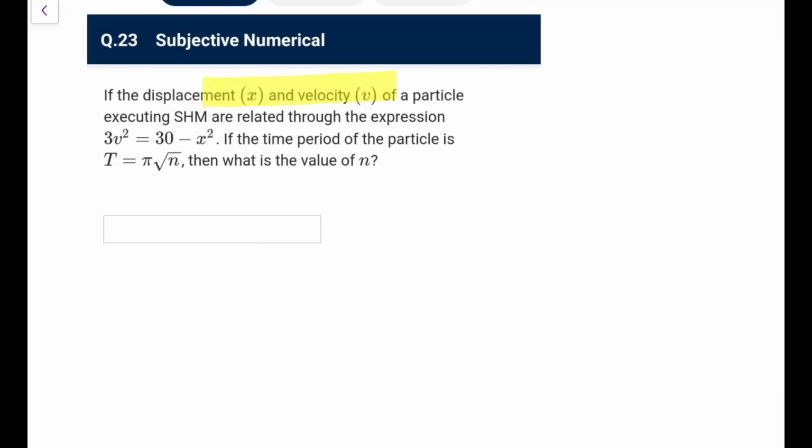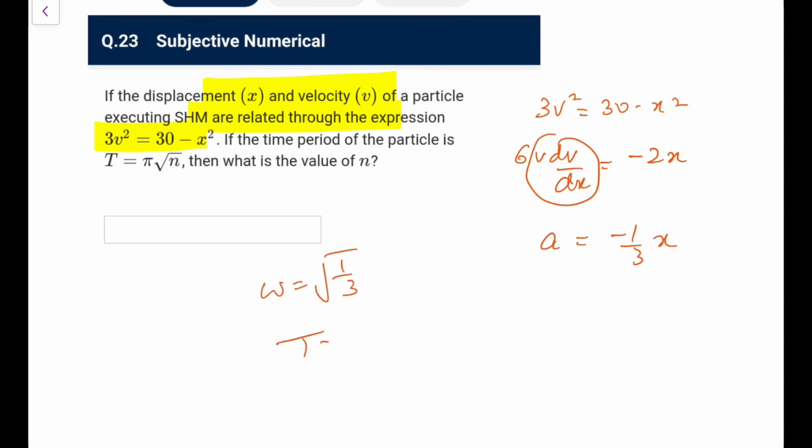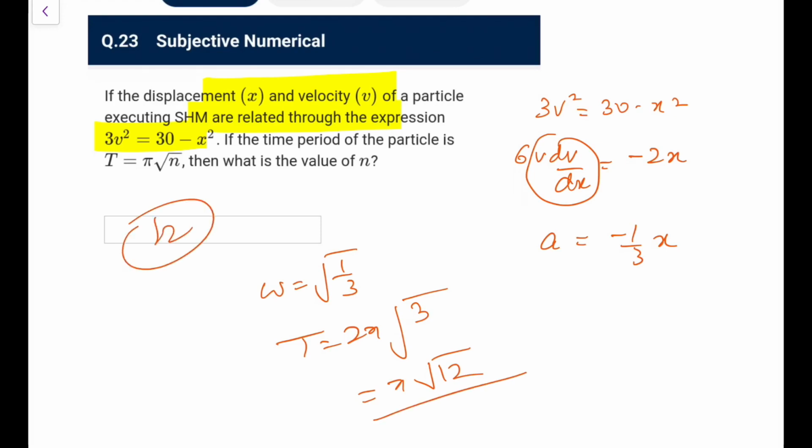if the displacement and velocity of a particle executing SHM are related by this expression, the time period of the particle is this, that is the value of n. So 3v square is 30 minus x square. So differentiate, so what you will get: 6v dv by dx is minus 2x, and this v dv by dx you know is acceleration, which is minus 1 by 3 x. So omega value is root of 1 by 3. So time period comes out as, because a is minus omega square x, you all know, 2 pi under root of 3, that comes out as pi under root 12. So 12 is the answer for the 23rd.